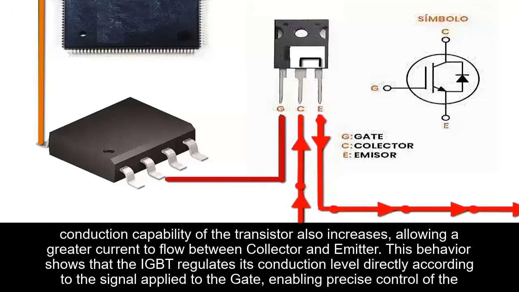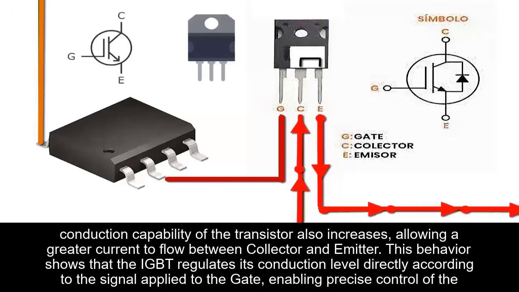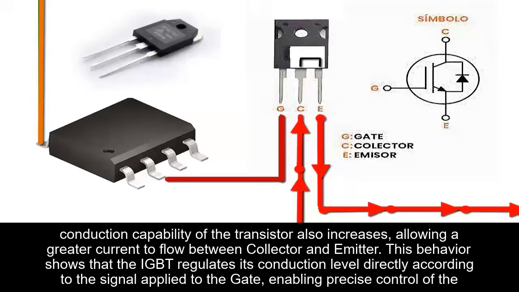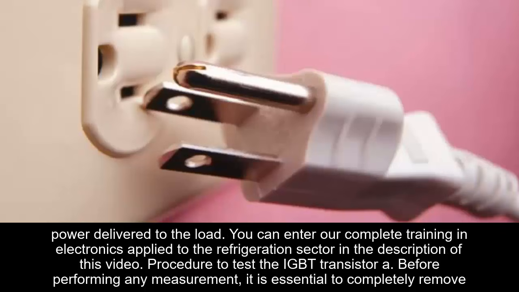When the voltage difference between the gate and emitter pins increases, the conduction capability of the transistor also increases, allowing a greater current to flow between collector and emitter. This behavior shows that the IGBT regulates its conduction level directly according to the signal applied to the gate, enabling precise control of the power delivered to the load.